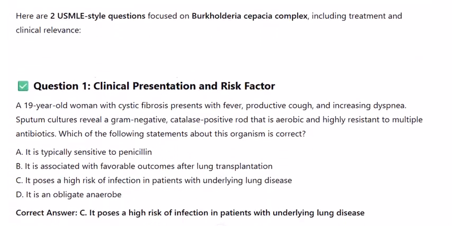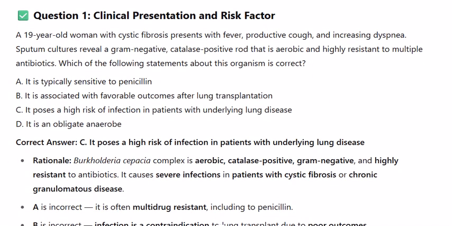cepacia complex, including treatment and clinical relevance. Question 1. Clinical presentation and risk factor. A 19-year-old woman with cystic fibrosis presents with fever, productive cough, and increasing dyspnea.